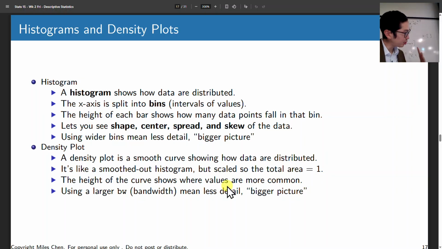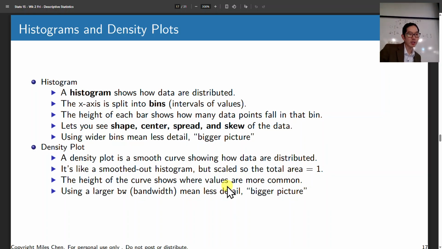The x-axis is split into bins, these ranges of different values. And you say, okay, all of the penguins from this weight to this weight fit in there. Then you count how many data points fall inside that bin, and however many you have, you draw a bar with that height. That's going to be the height of each bar.